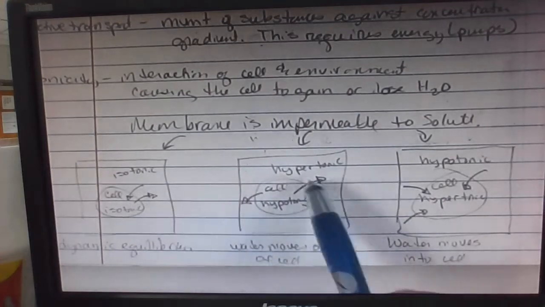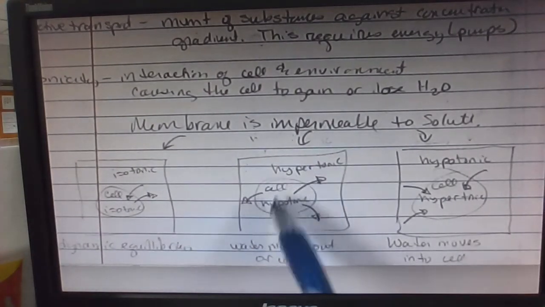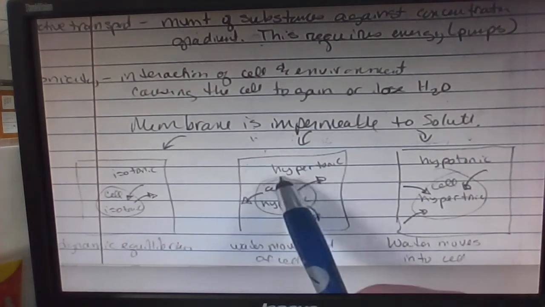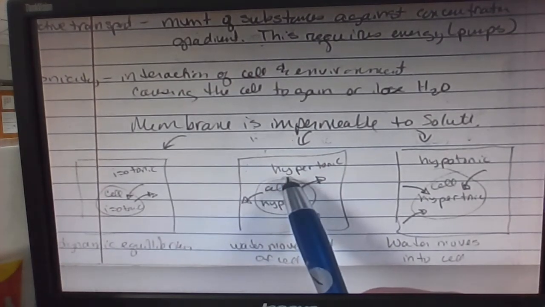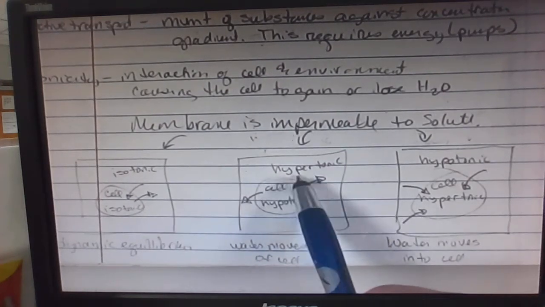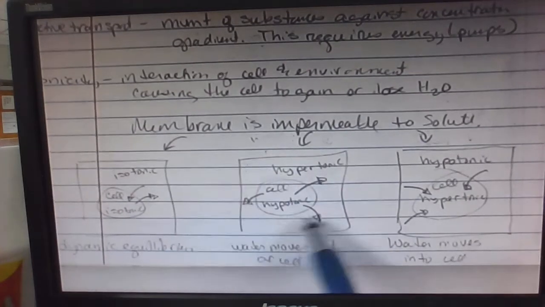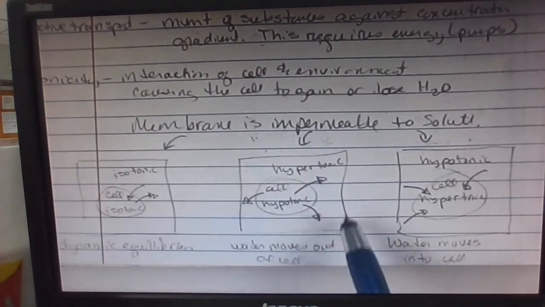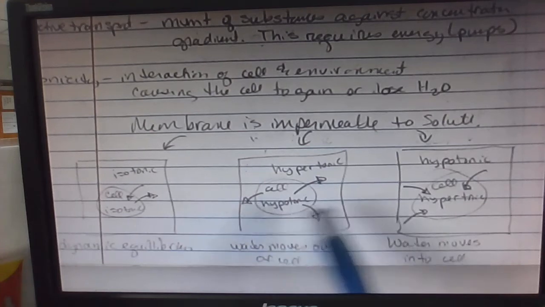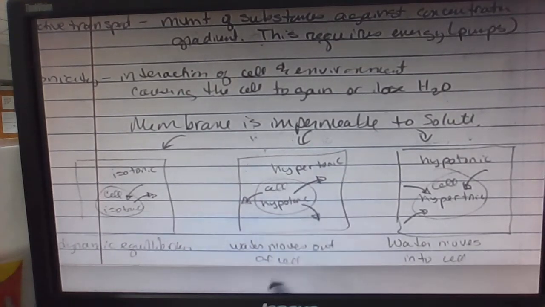In this situation, this is hypertonic for the solute on the outside. The cell is hypotonic. Hyper, think of hyper kids, they've got lots of energy. Hypertonic means that there's lots of solute, if this is a salt solution, there's lots of salt in the solution outside the cell. Hypo means low, so hypotonic means there's low solute.